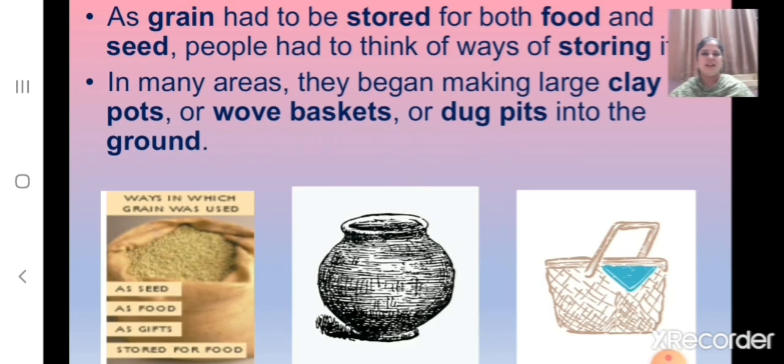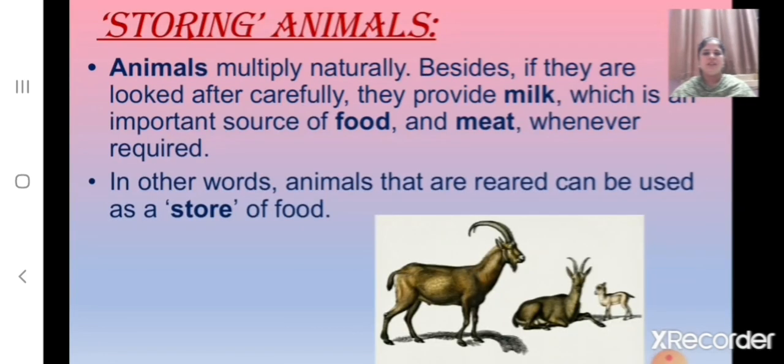The grain had to be stored. For what? For both food and as seed. So the people had to think of ways of storing the grain. In many areas, they began making large clay pots, or they wove baskets, or they dug pits into the ground.